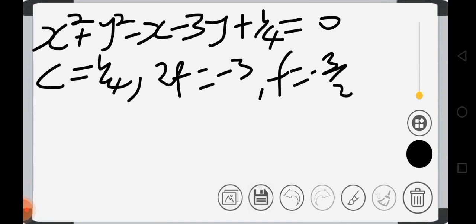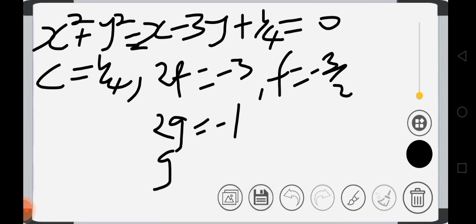Remember that h is equal to what? Minus g. So 2g is equal to minus 1, which is the coefficient of x. So g will now be equal to minus 1 over 2. So ensure when you are solving, all this negative should cancel. Okay, let's just solve it out.